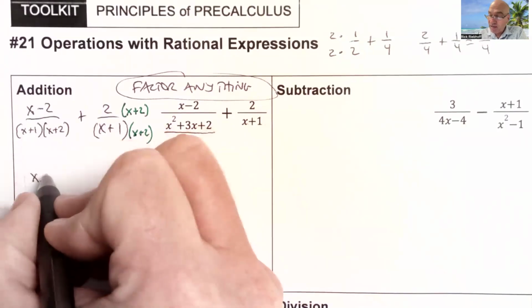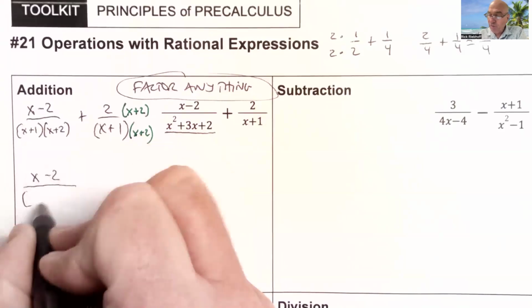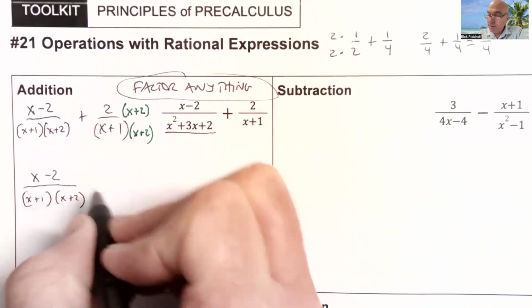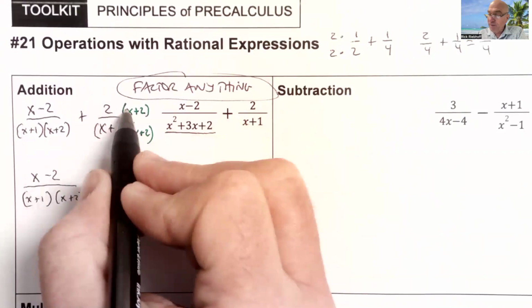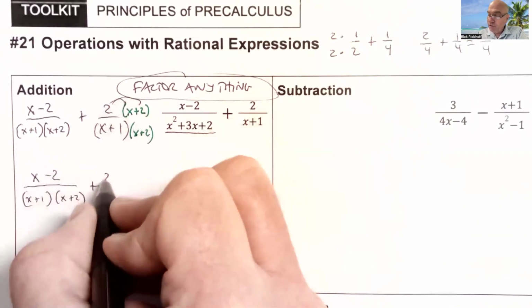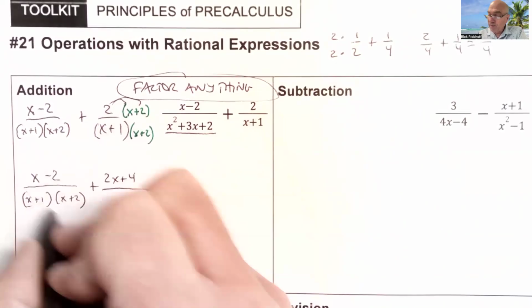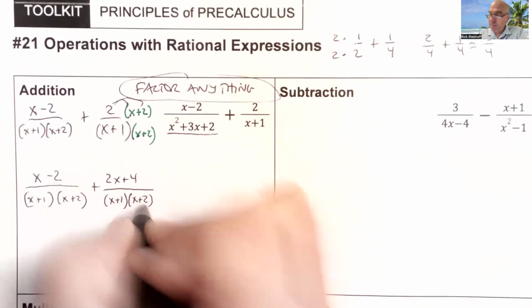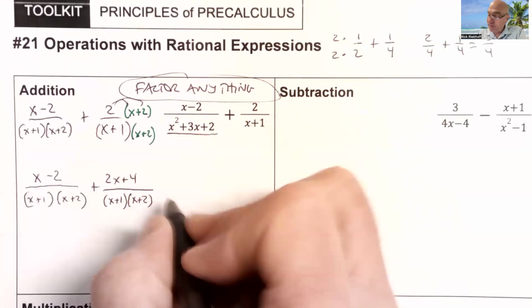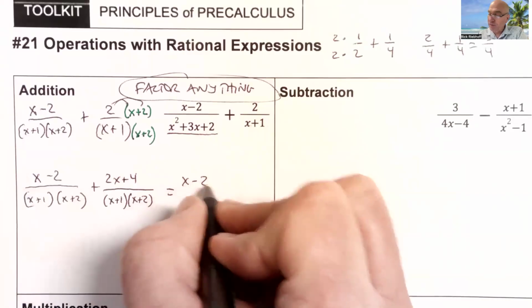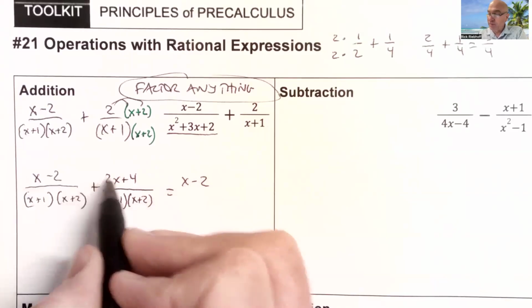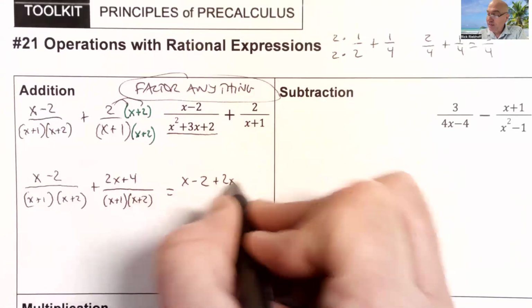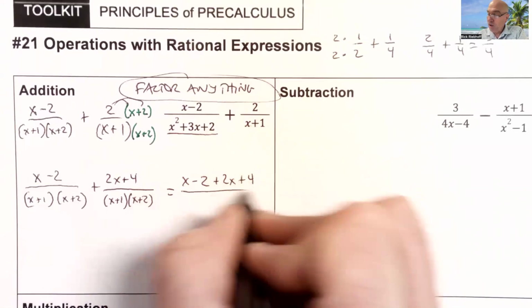All right, so let's go x minus 2 over x plus 1, x plus 2, and then plus, and I'm going to distribute this through. Why not? 2x plus 4 over that same bottom, x plus 1, x plus 2, right? And now I get to add them together. So x minus 2. If this is subtraction, like we'll see here, we have to subtract the first and the second one. This is addition, so we just add, so that makes it easy. 2x plus 4 all over this bottom.